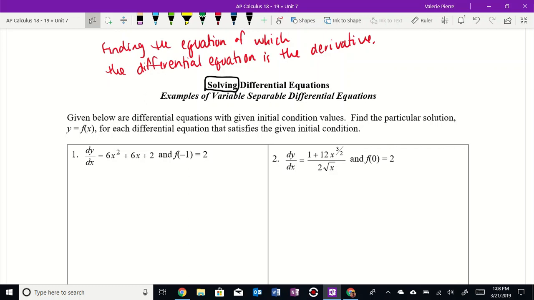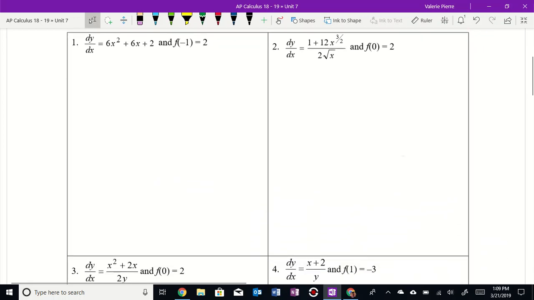So given below are differential equations with given initial condition values. We want to find the particular solution, y equals f of x, for each differential equation that satisfies the given initial condition. So this is asking us for particular solutions. When it's asking for particular solutions, it wants you to solve for C. When we get to a point where we have a general solution, I'll point that out. But the particular solution requires you to continue and use that initial condition to solve for C to find your final equation. So let's look at these problems and do them out together.